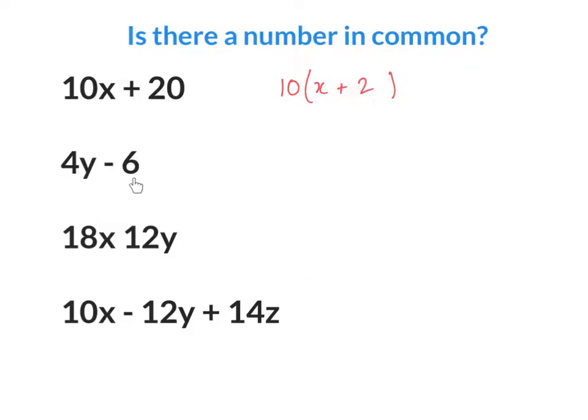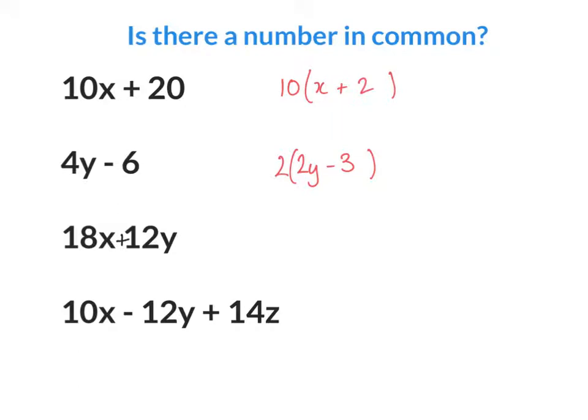So second, 4y minus 6. Well, I know that 4 and 6 share a factor of 2. So let's open my brackets. What do I multiply 2 by to get 4y? Well, I multiply it by 2y. What do I multiply 2 by to get minus 6? Well, here I multiply 2 by minus 3. So the first factor is 2. The second factor is 2y minus 3. And again, 2y and minus 3 don't have anything in common.